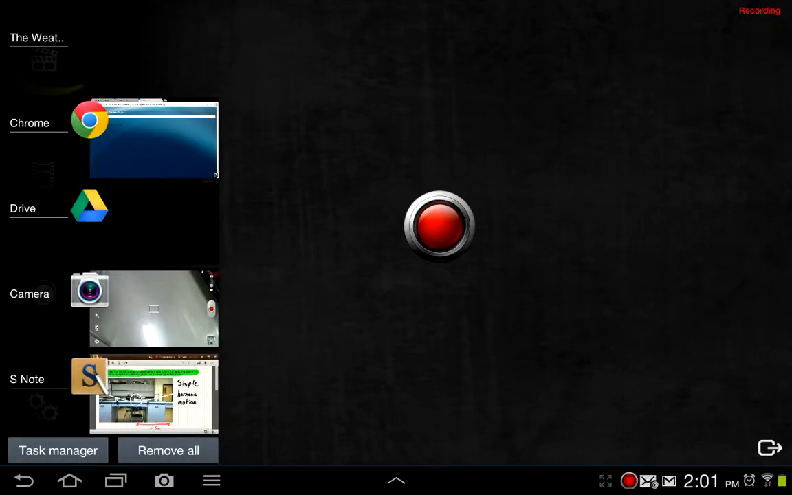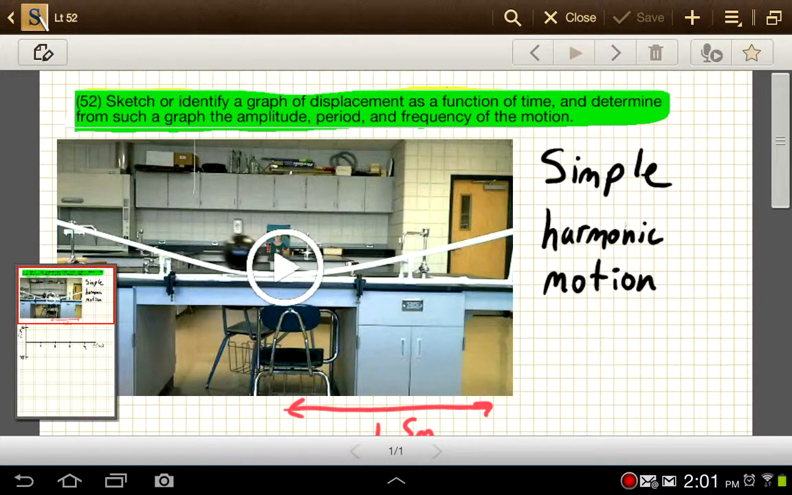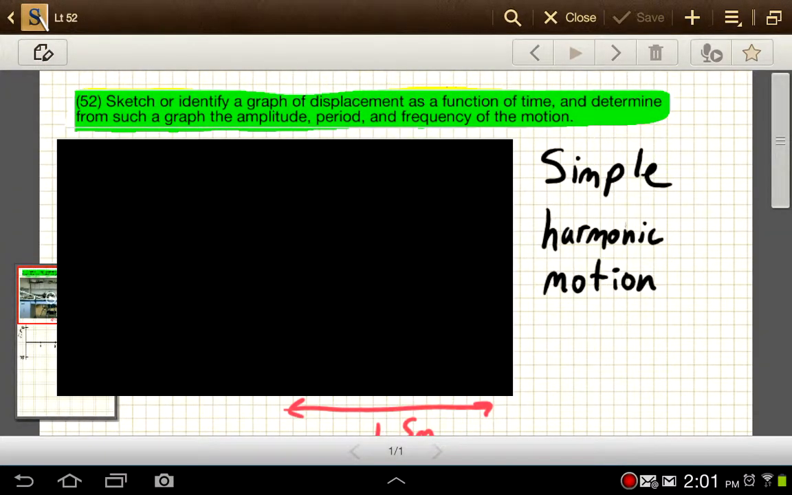Looks like it's time for a brand new topic here. We're done with torque and circular motion and all the fun of rotating objects for a little bit. And we're on to something called simple harmonic motion. So first off, let's just watch the video here. This is an example of simple harmonic motion.